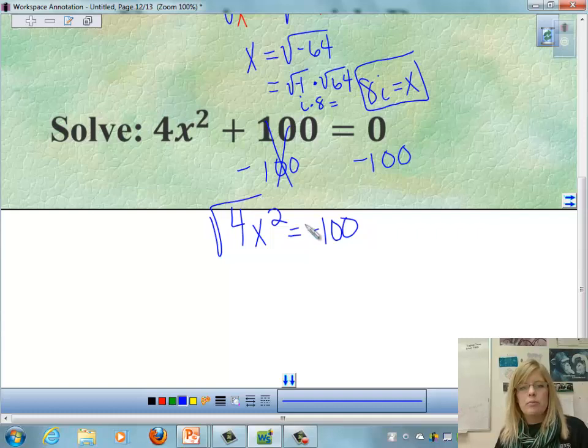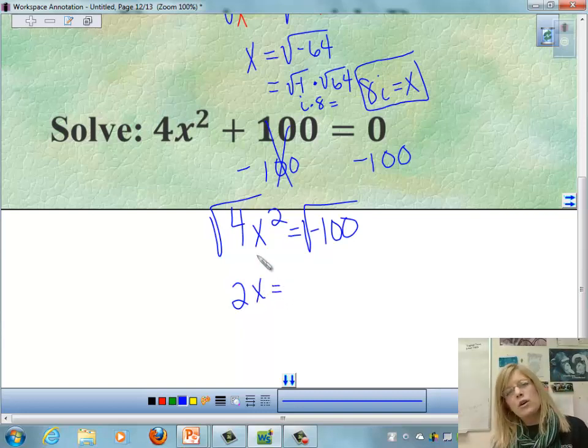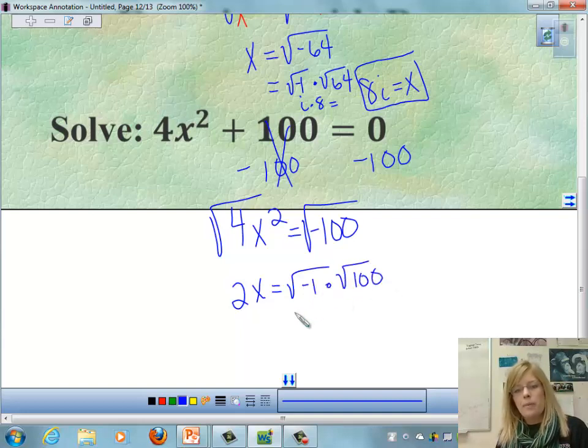So if I square root both sides, well, what's the square root of 4? 2. What's the square root of x squared? Just x. Now you have that radical with that ugly negative. So pull that ugly negative out: negative 1 times radical 100. And what did I say radical negative 1 is? The whole concept today, i. And what's the radical of 100, a perfect square? 10. And we still have this 2x over here.